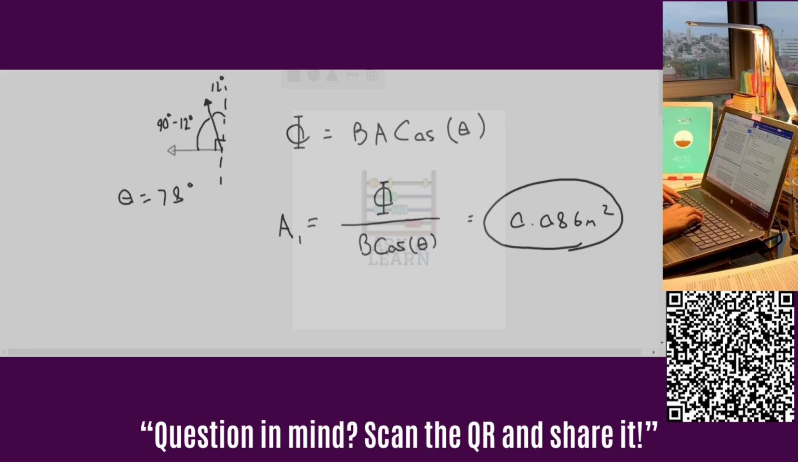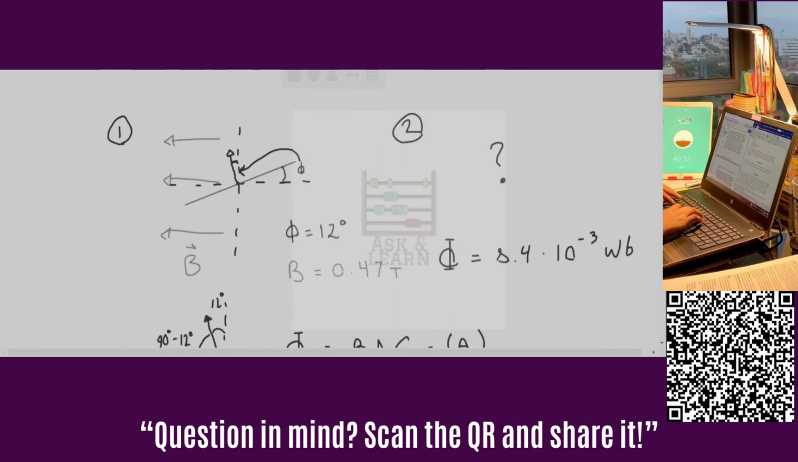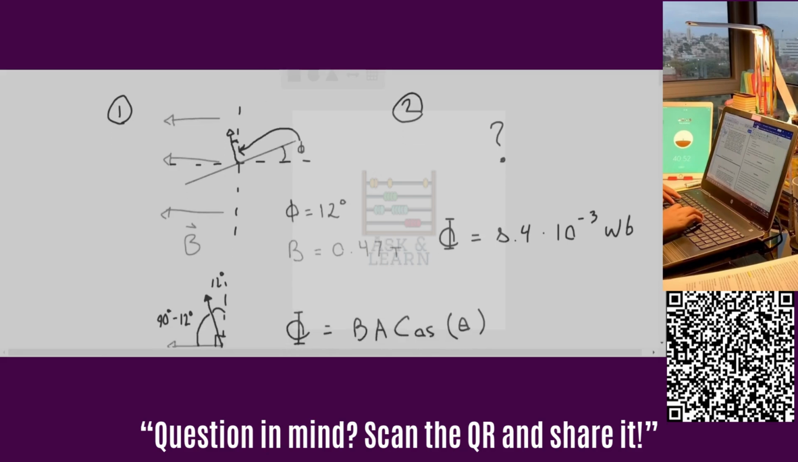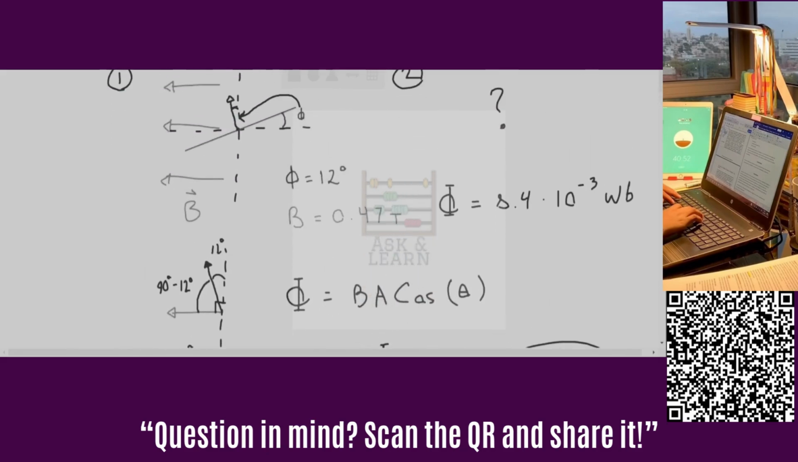Now for the second part, here's the question. We don't know anything about the orientation of our second loop. We just know it's in a similar situation as number one, but we don't know what the area of the loop is, and we don't know what the angle is. We just know it's sitting in the same field. Given that, what is the smallest that our area can be, given that the flux for both loops is 8.4 times 10 to the minus 3 Webers?